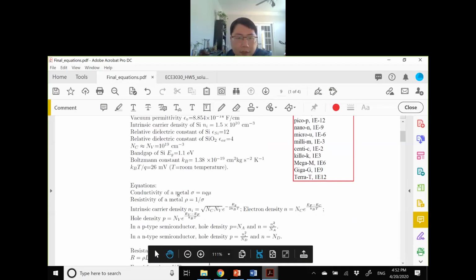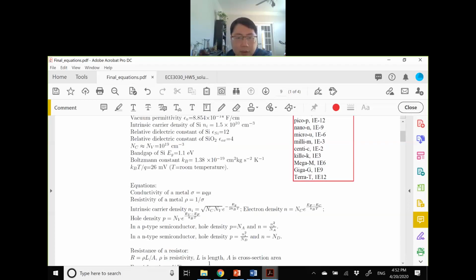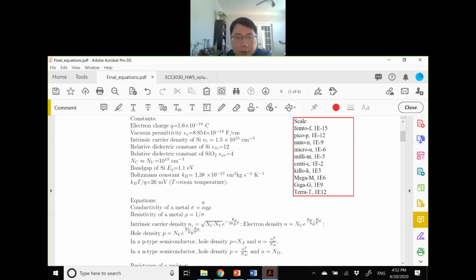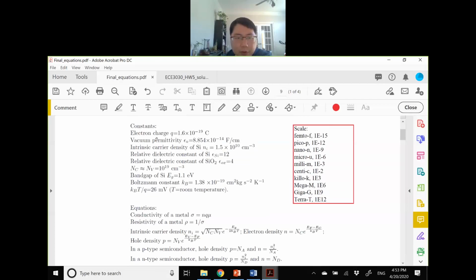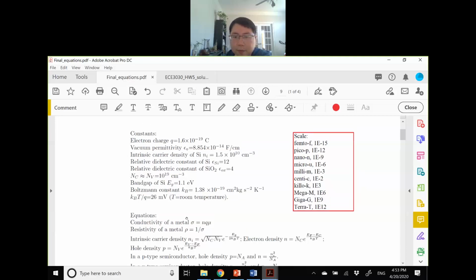So the conductivity of metal is, let's say, sigma, and sigma is equal to n q mu. N is the electron density of the metal, q is the electron charge, and mu is the mobility of the metal. And the resistivity is 1 over sigma, 1 over conductivity.